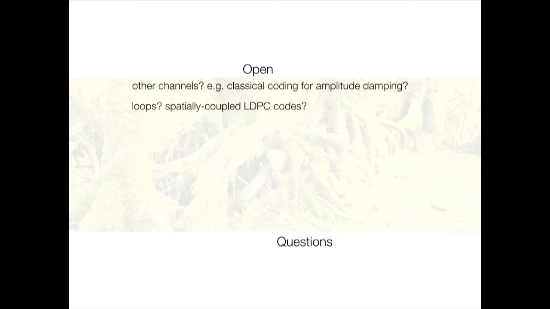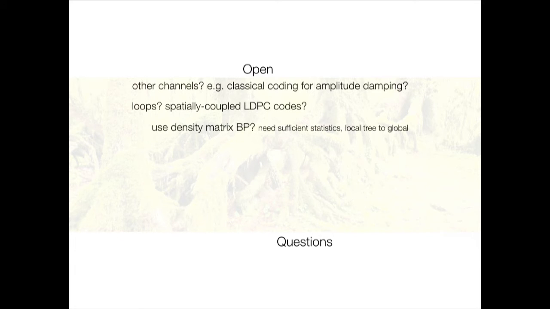Okay, what about loops? I said a couple of times that the tree case is good in theory, but for high rate codes, that's not going to be the interesting case. So as I said, the spatially coupled ensemble can achieve capacity. Could you achieve capacity for the CQ pure state case? So there's going to be loops in the factor graph. How do you even run it in that case?